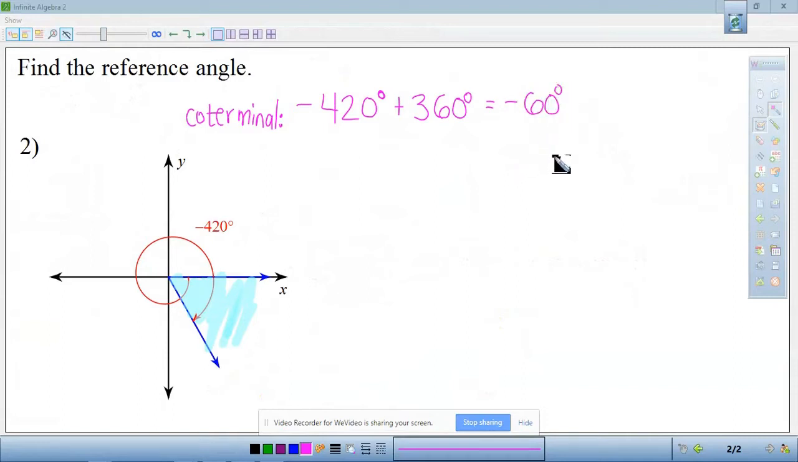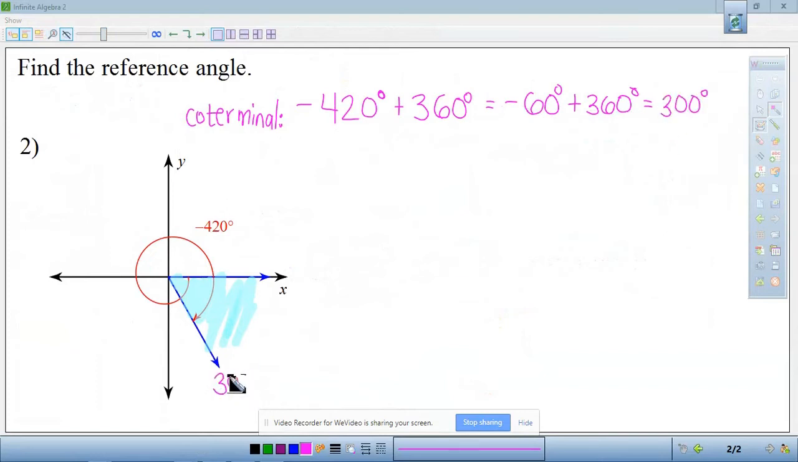Well, I'm still not to a positive angle between 0 and 360. So I need to add another multiple of 360. Really, if I had just added 720 to begin with, which is 2 times 360, I would have gotten straight to my answer. But it is okay to just do individual additions of the circle. So negative 60 plus 360 is 300 degrees.